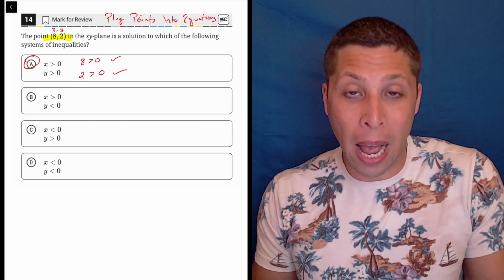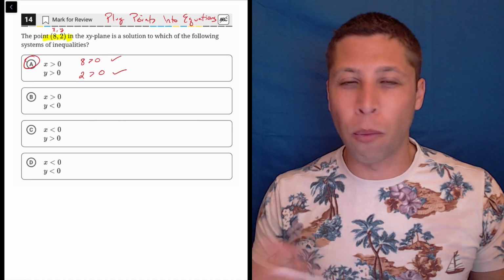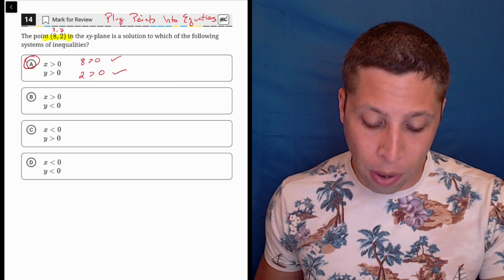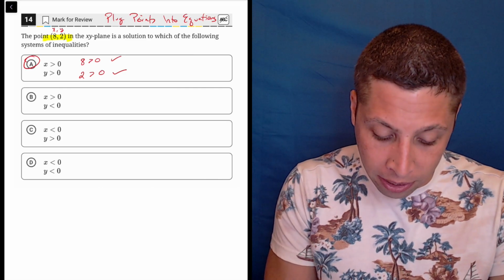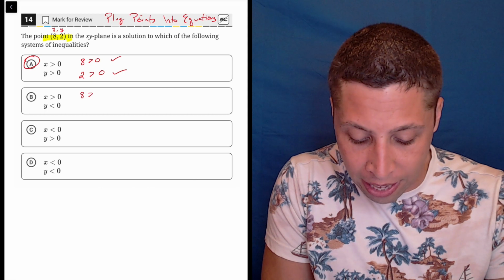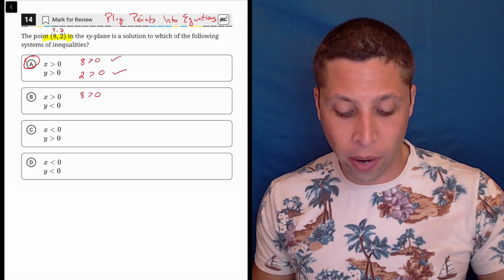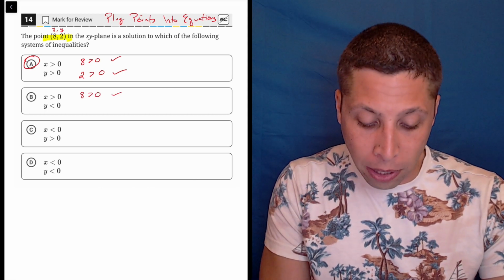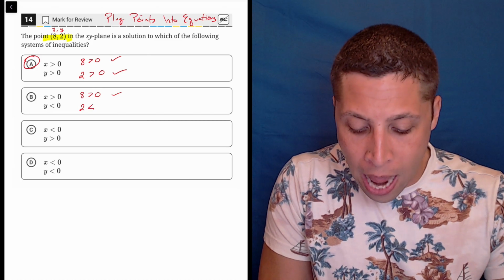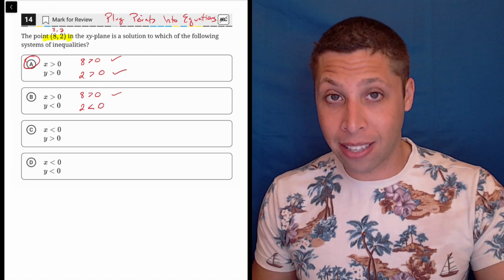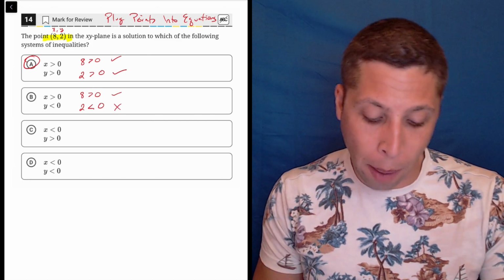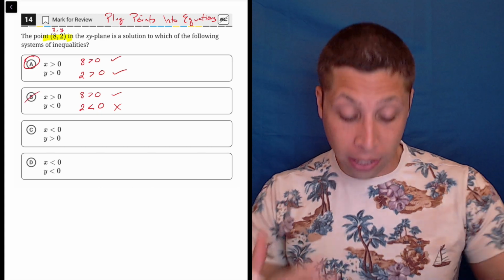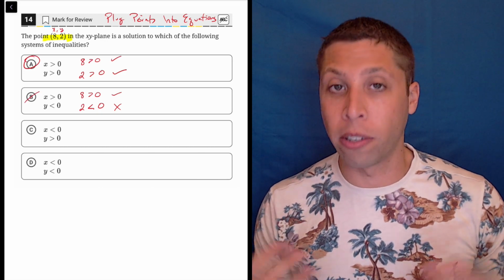I'm going to show you what happens in choice B just so you can understand why the other choices would be wrong, but I'm not going to go through every single answer here. If we plug the same points in, again, x is still 8, nothing changes there. So x is greater than 0 still works. But if we plug that 2 in for the y, now we would be saying that 2 is less than 0, and it's not. So that part fails, and so that choice fails. And in each of the others, at least one of the two inequalities will fail.